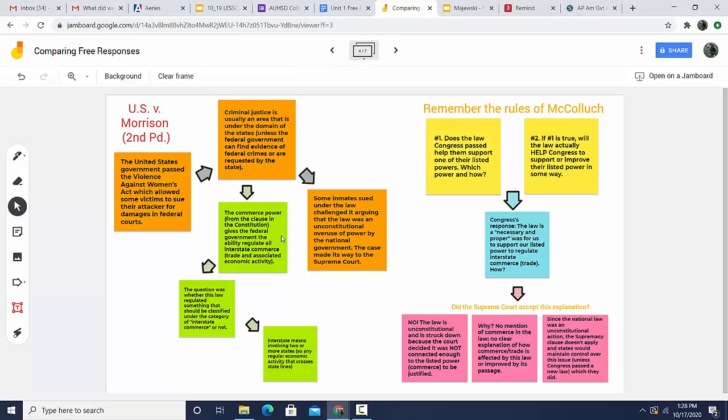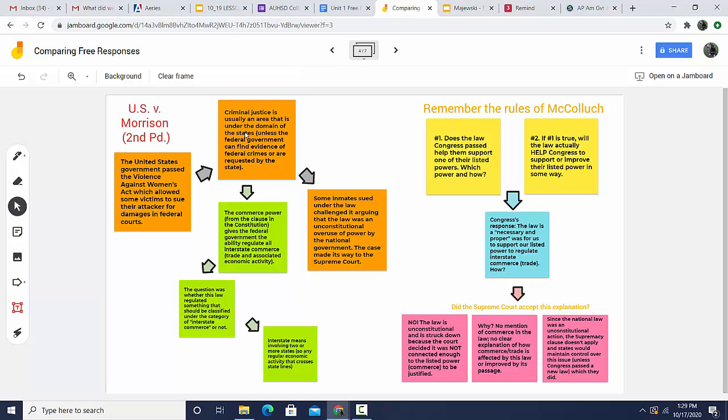All right, okay, simple enough. Now, criminal justice, let's go up to our second orange sticky note here. Criminal justice is usually an area that's under the domain of the states, unless the federal government can find evidence of federal crimes, or they're requested by the state.